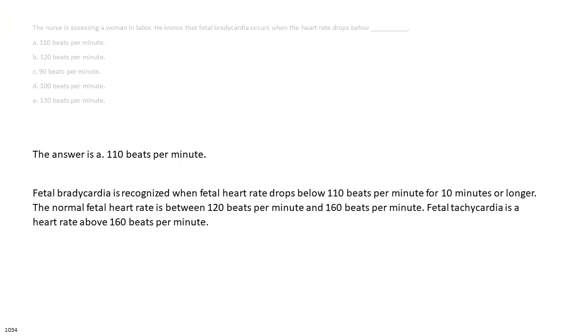The answer is A. 110 beats per minute. Fetal bradycardia is recognized when fetal heart rate drops below 110 beats per minute for 10 minutes or longer. The normal fetal heart rate is between 120 beats per minute and 160 beats per minute. Fetal tachycardia is a heart rate above 160 beats per minute.